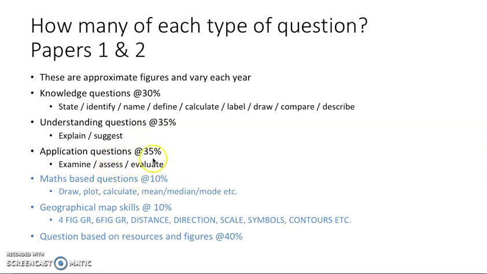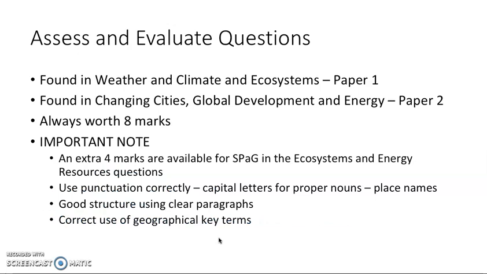It's also important to remember that there are maths-based questions with these kinds of command words worth about 10% of the marks, which could come into any of these. And the geographical map skills, again, another 10% of the marks, and these will generally work into the knowledge or understanding questions. It's also important to remember that 40% of the questions will be based on resources. So you've got to get used to reading the resources and looking at how you could use those to answer your question. If we have a look at assess and evaluate questions, they are found in the weather and climate and ecosystems in paper 1, that's what we're looking at today.